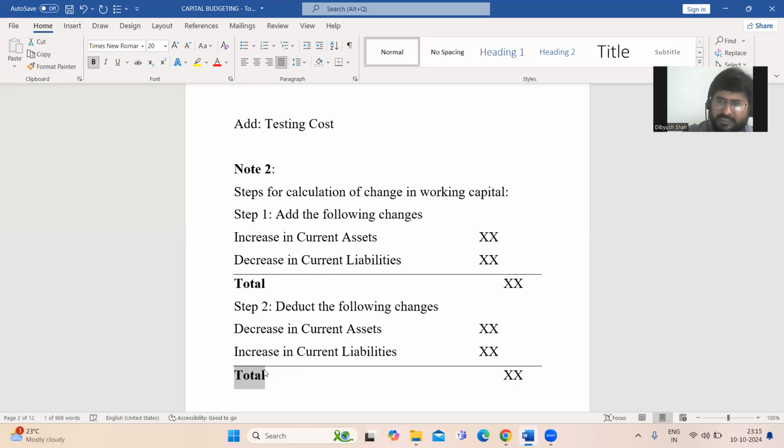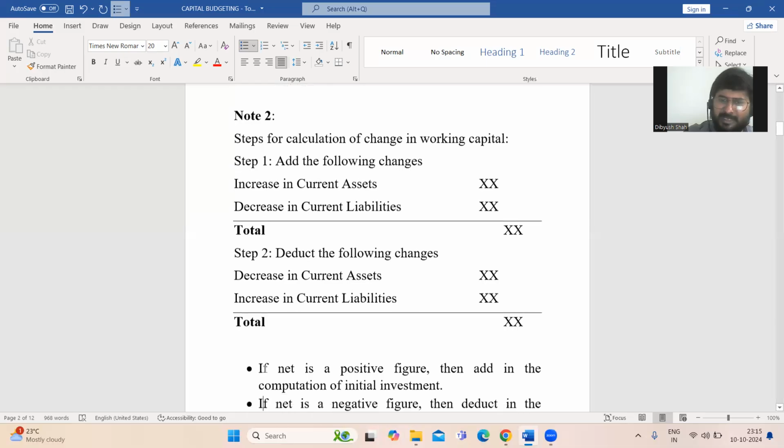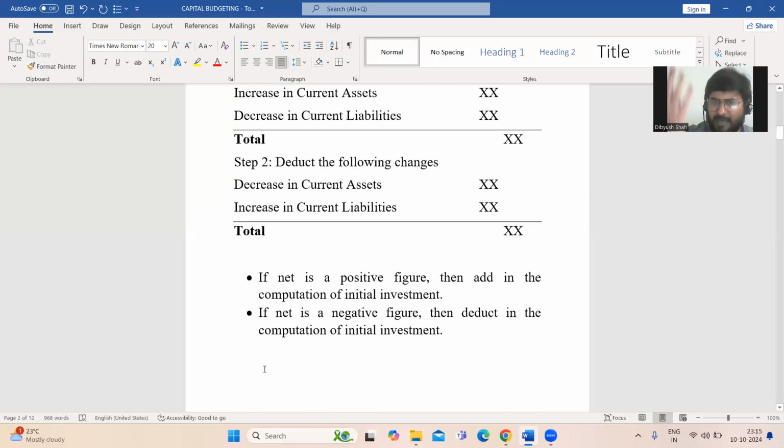If net is a positive figure, that means your investment in working capital has gone up. So it's a positive. It's part of initial investment only. And remember, working capital, when I teach you terminal cash flow, I will remind you also. Working capital is an investment only for the tenure of the project. At the end of the project, you recover it in full. So if net is a positive figure, you will add it in the computation of your initial investment.